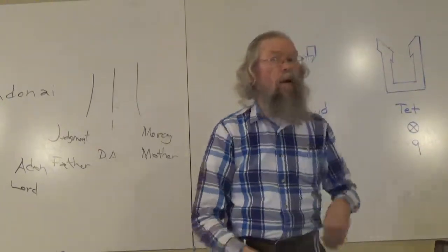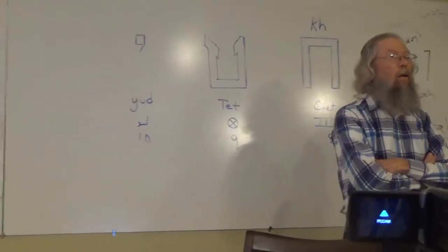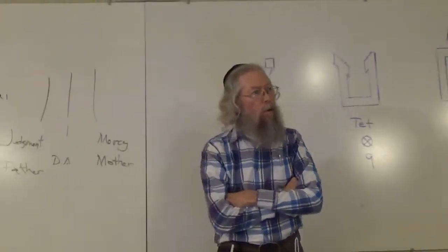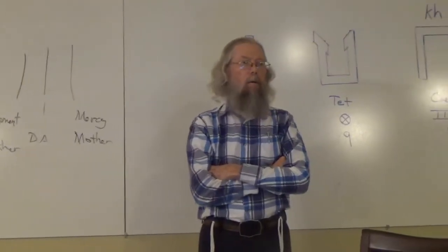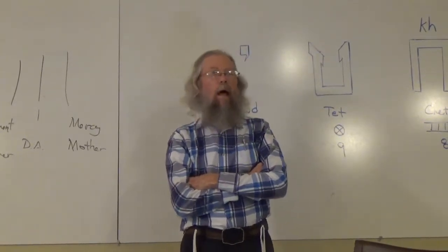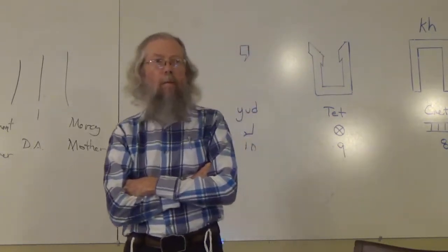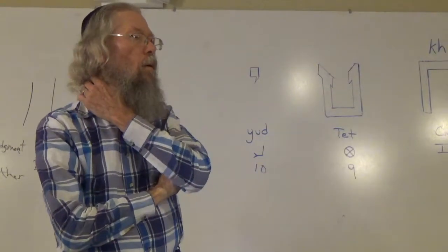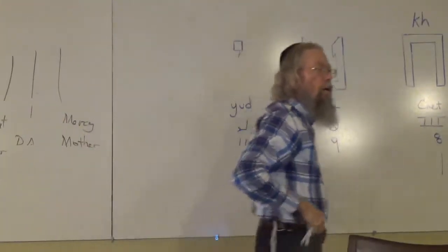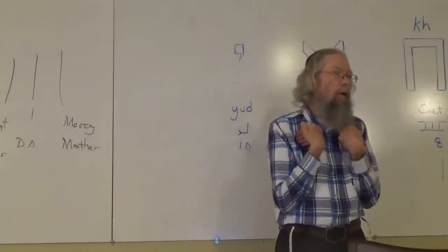This is why Adam fell. He fell because Chava fell, and he was selfish, and he did not want to be separated from her. So he fell on purpose, where she was deceived. His sin is actually worse than her sin. So the reason why it is the man who is commanded to wear the tzitzit and the tefillin is because we're the ones who forgive.